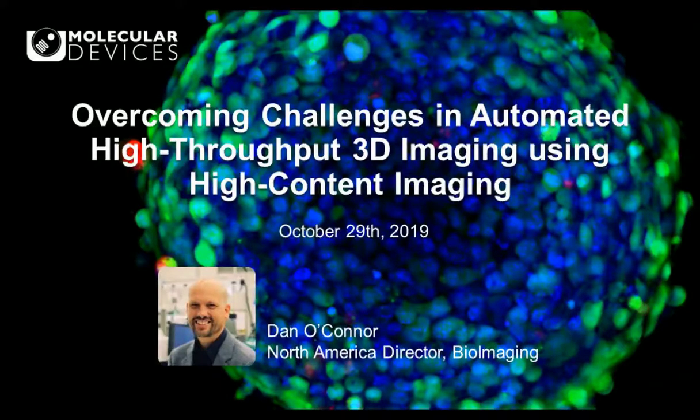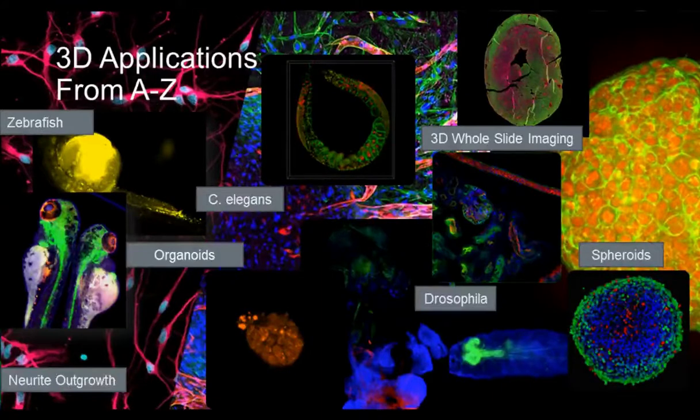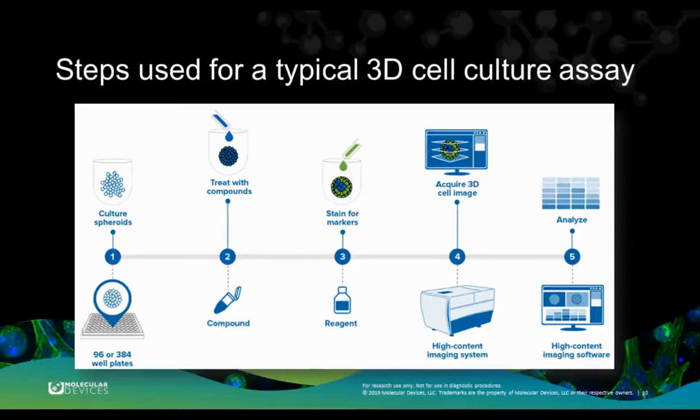Thanks, Michelle. Hi, this is Dan O'Connor. I'm the North America Director for Bioimaging with Molecular Devices. Today I'll be talking about overcoming challenges in automated high-throughput 3D imaging using high-content imaging. As you can see from this slide, there's a variety of 3D applications ranging from zebrafish, neurite outgrowth, organoids, C. elegans, Drosophila, 3D whole slide imaging, and spheroids, to name a few. We'll be going through each of these applications and how we can overcome challenges with solutions of imaging.